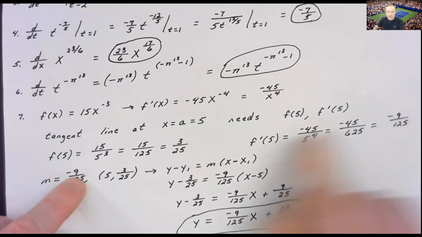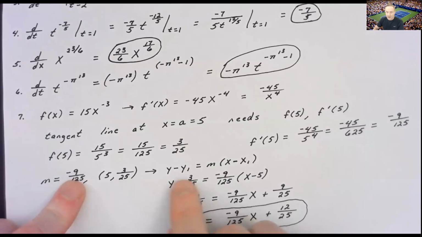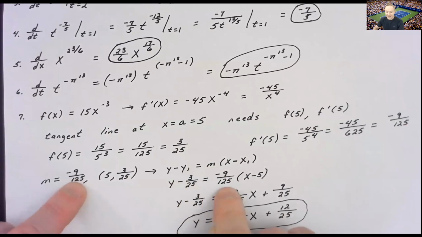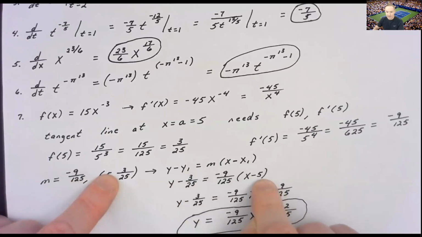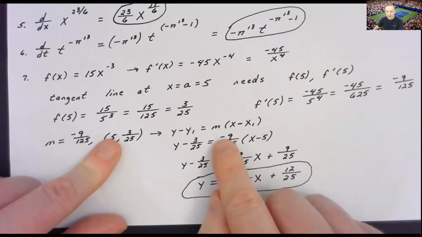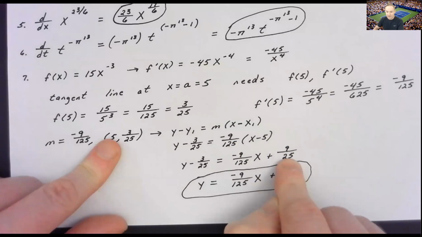So once I knew my slope and I knew my point, I used the point slope formula. Y minus 3 over 25 is equal to negative 9 over 125 times x minus x1, x minus 5. I distributed through the negative 9 over 125.